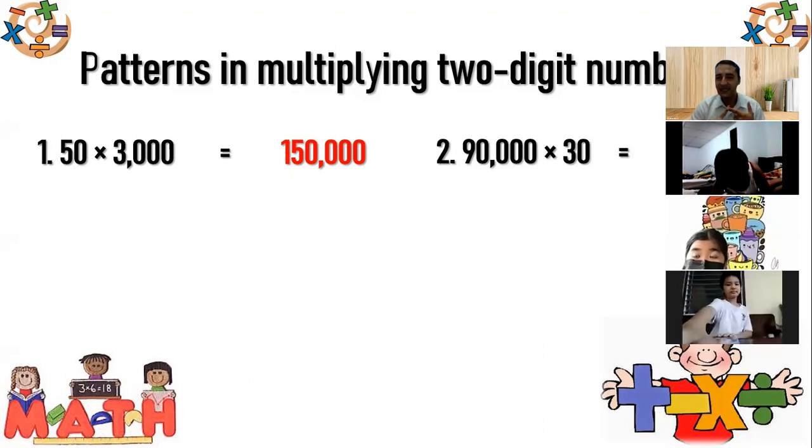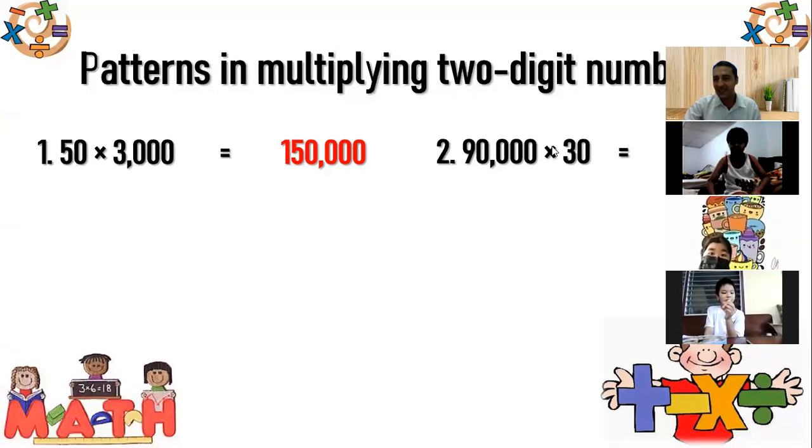Now we have another number. We have 90,000 multiplied by 30, or 9 10,000s multiplied by 3 tens. What will be the answer? Use the pattern. Make your calculation and let me have your answer. 270,000.